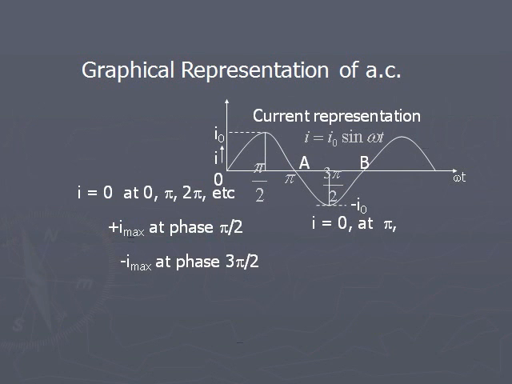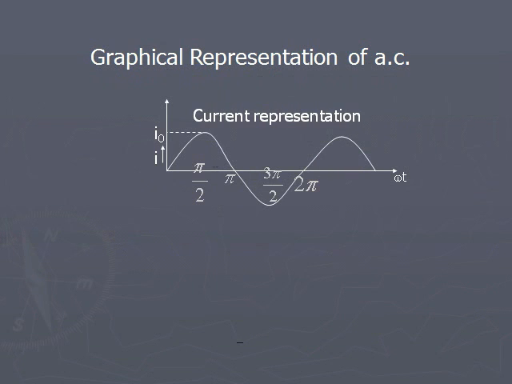From the curve we notice that the current is 0 when the phase omega t is equal to 0. And the current is maximum in the positive direction when the phase omega t is equal to pi by 2. And it is once again 0 when omega t is pi. And it is negative maximum, that is maximum in the opposite direction, when omega t is 3 pi by 2. And once again it is 0 when omega t is 2 pi.